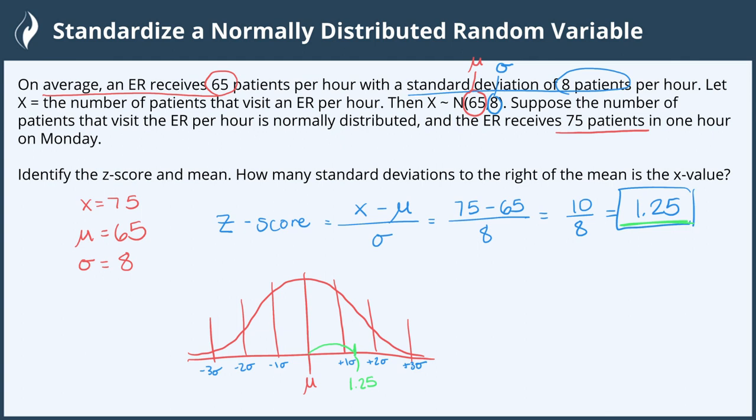We were also told the mean is 65. So we have the z-score of 1.25 and the mean of 65. So we've answered both of our questions and we're all done.